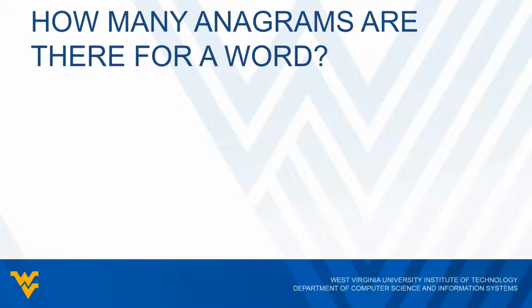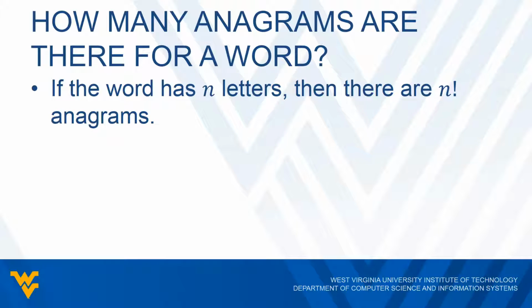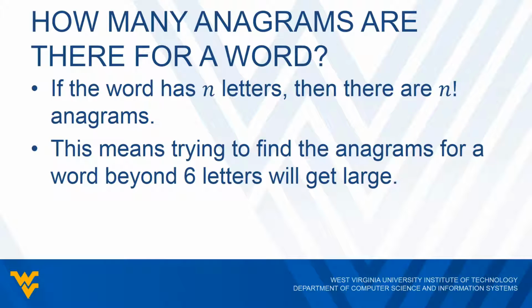So the question is, how many anagrams are there for a word? Well, I think we mentioned this before, but we'll say it again. If the word has n letters, then that means there are going to be n factorial anagrams. And this means if we try to find the anagrams for a word that's beyond 6 letters, this is going to be a very, very large number of anagrams.